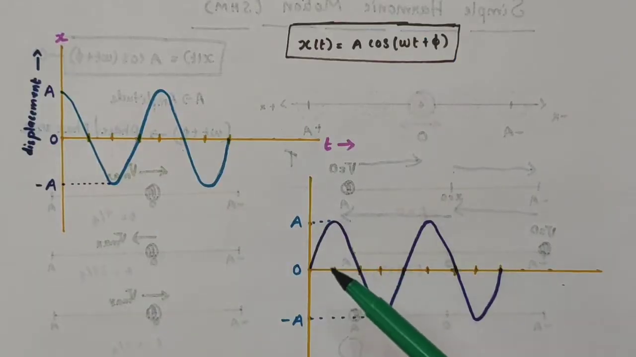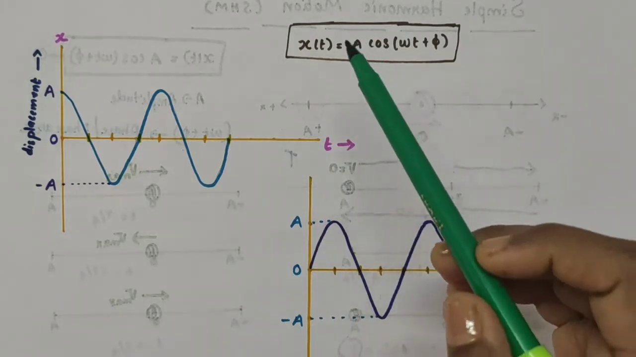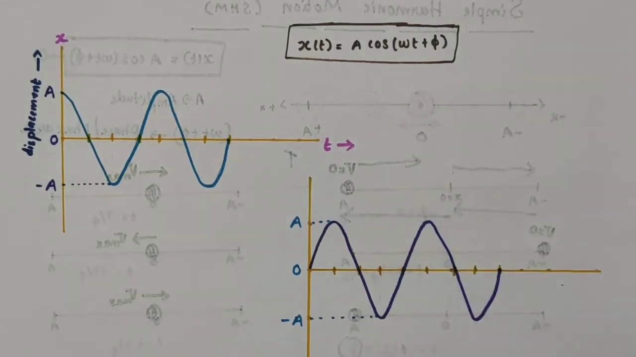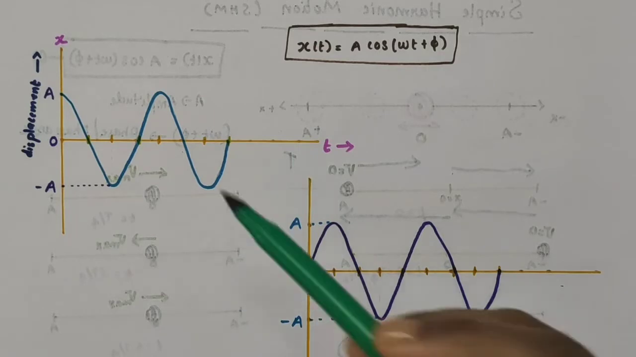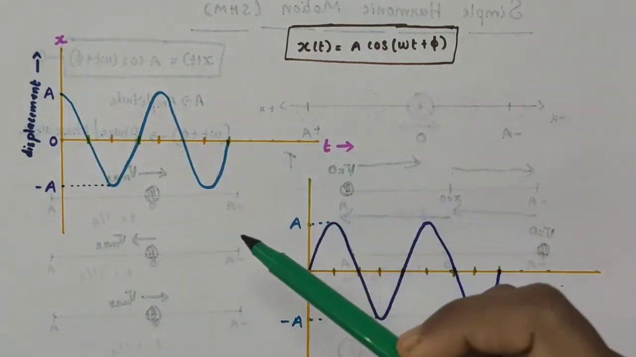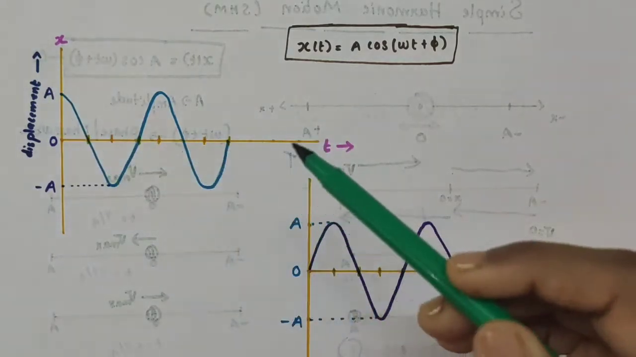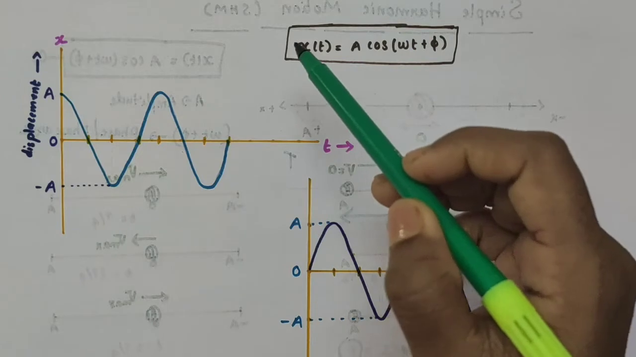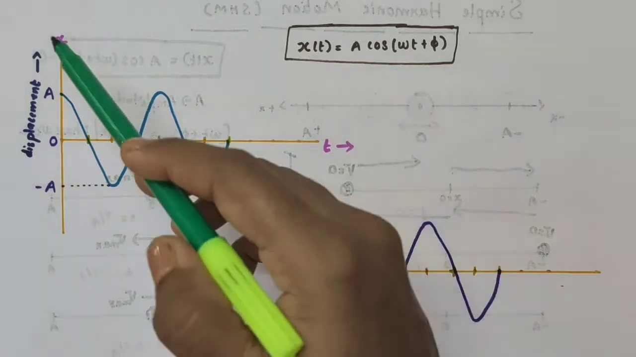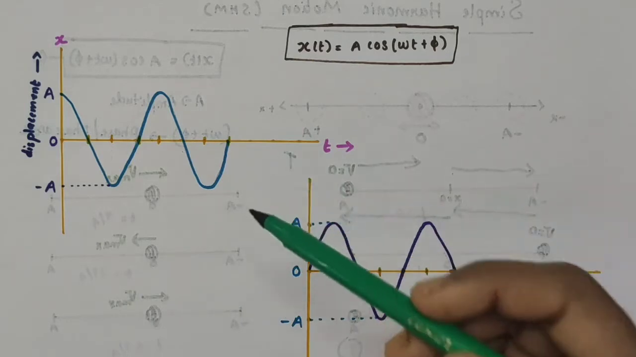For a simple harmonic motion, the displacement of the particle from the origin varies with time as x of t is equal to A cos of omega t plus phi. Now if we plot a graph of displacement x versus time t, we will get a graph like this. This is the graph of displacement as a continuous function of time for simple harmonic motion, because displacement is a function of time. That is why it is written as x of t.